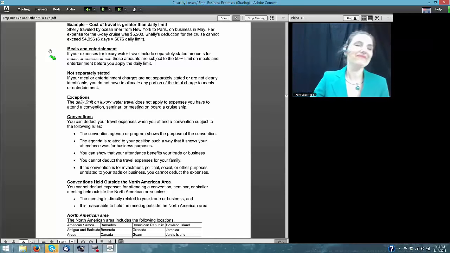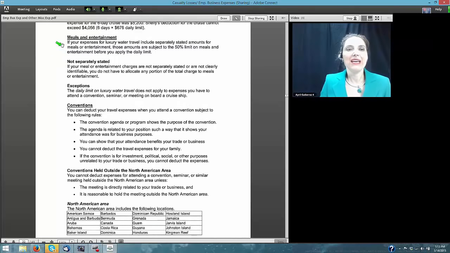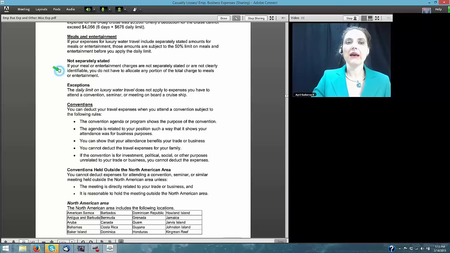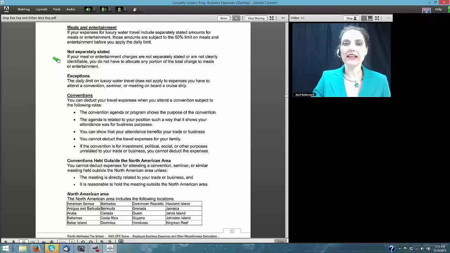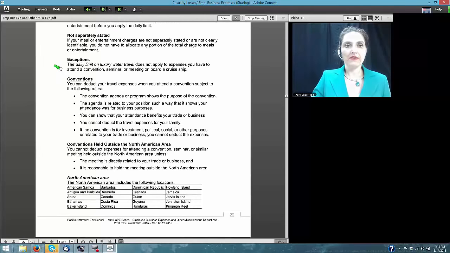That would be great. Meals and entertainment. If your expense for luxury water travel includes separately stated amounts for meals or entertainment, those amounts are subject to a 50% limit on meals and entertainment before you apply the daily limit. But if they are not separately stated, then you don't have to allocate any part of the travel expense to meals or entertainment. There are some exceptions.